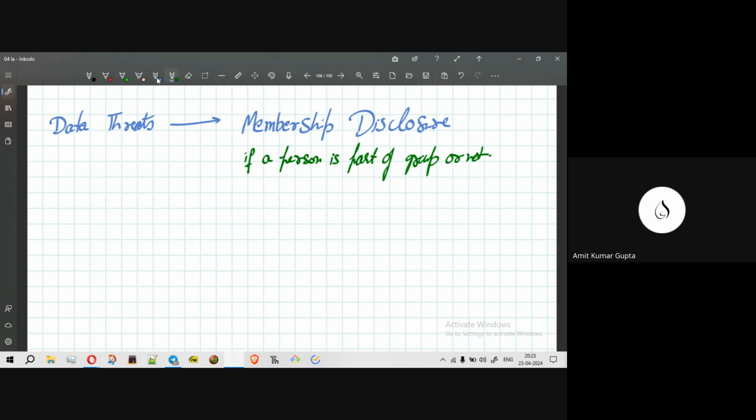Okay. Now the second problem, the second threat, is attribute disclosure.